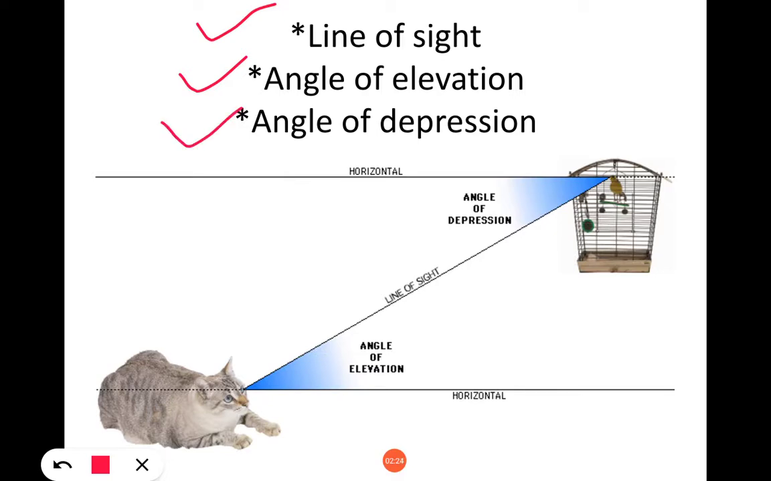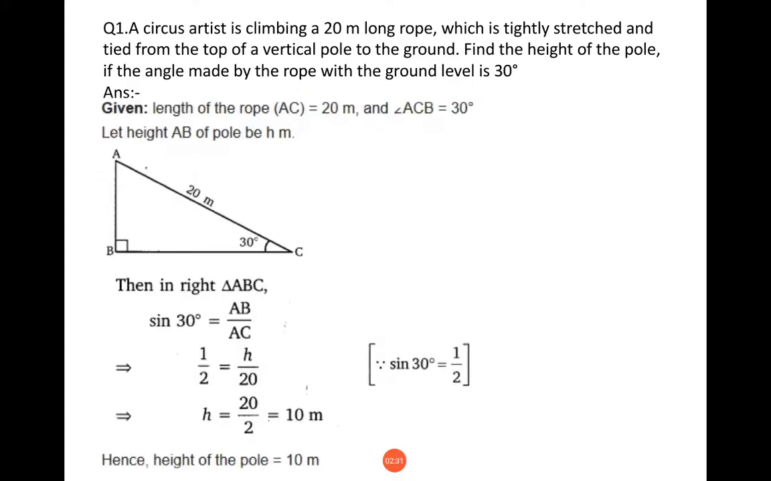Now let us solve some problems related to applications of trigonometry. Let us take first problem. In this problem question we have a circus artist is climbing a 20-meter long rope which is tightly stretched and tied from the top of a vertical pole to the ground. Find the height of the pole if the angle made by the rope with the ground level is 30°.